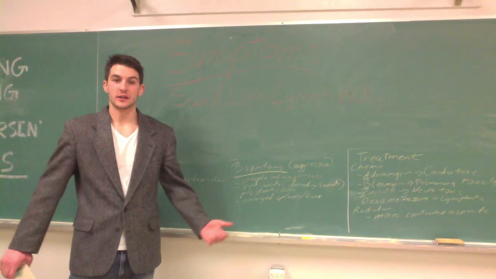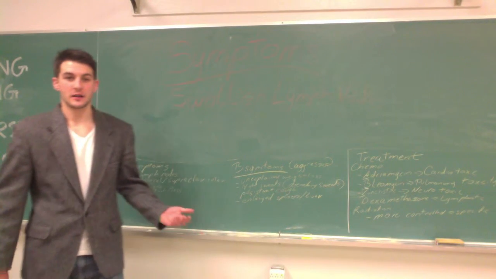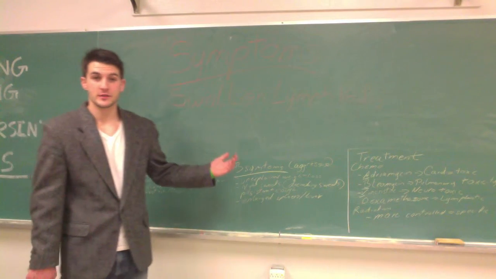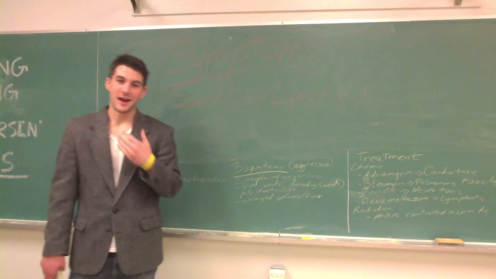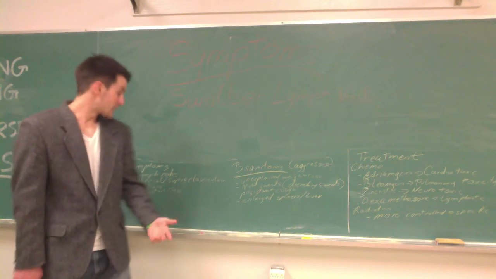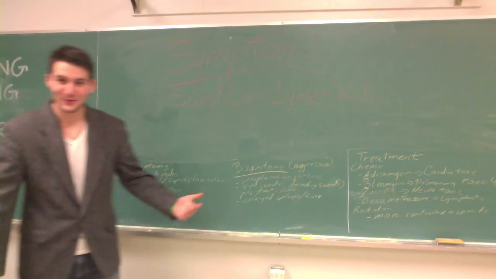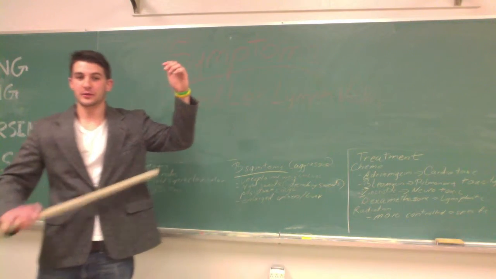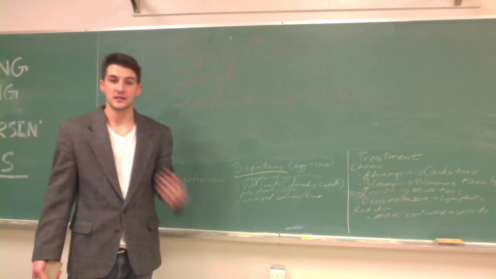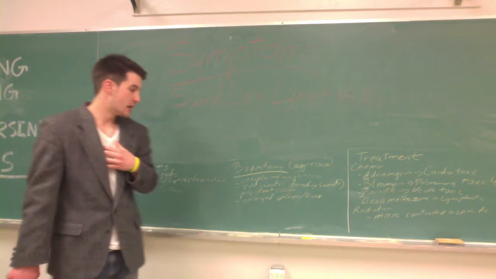So because we're dealing with the lymphatic system, most of the symptoms are swollen lymph nodes. The most common ones are the cervical and the supraclavicular ones, and then you can have the axillary ones, and then you can also have mediastinal masses, so you're going to have lumps in your chest.